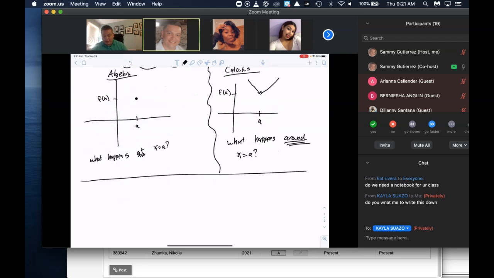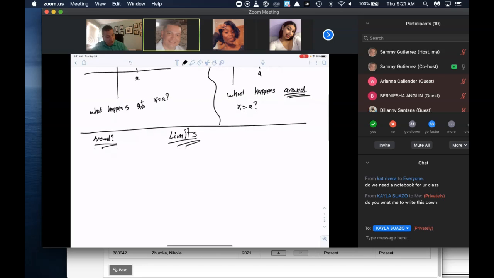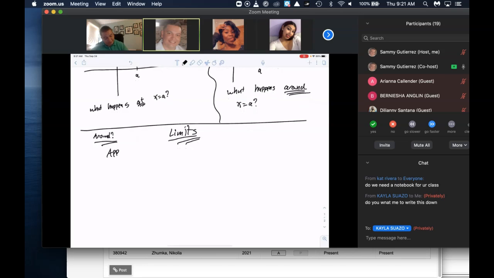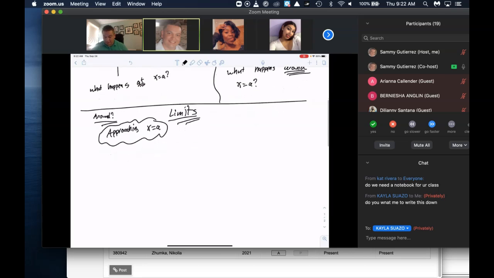So in regard to this question about around, we refer to this idea of limits approaching x equals a. So this word approaching is a word that we're going to use quite a bit.